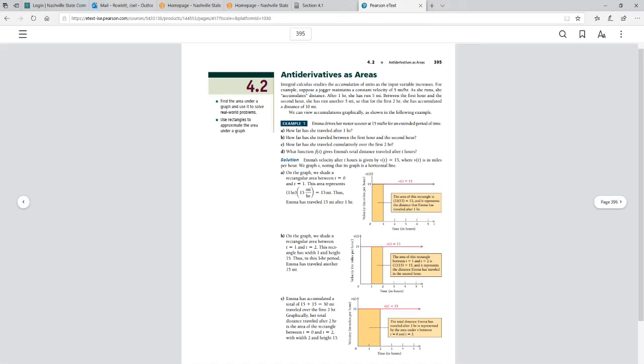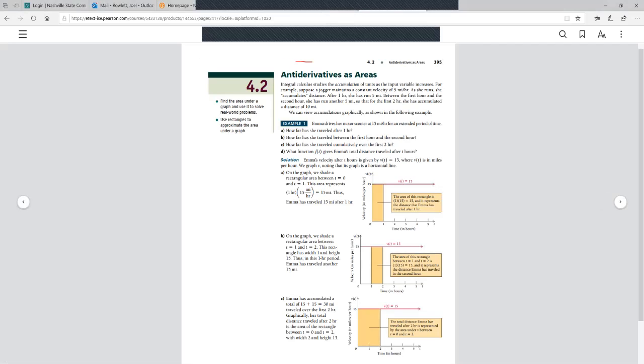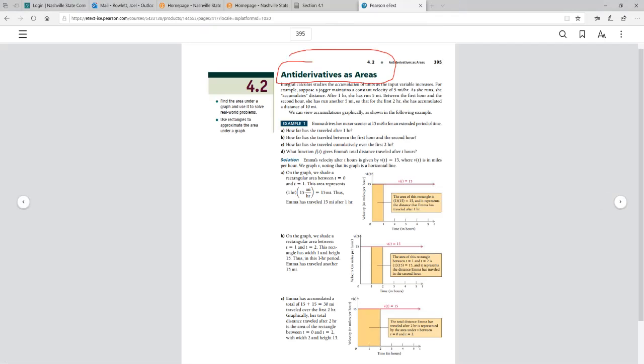4.2, this is my favorite section for the entire semester. And this has to do with the geometry that evolves when taking antiderivatives, because you can use antiderivatives to calculate area under curves, to be exact. So here we go. Antiderivatives as areas.